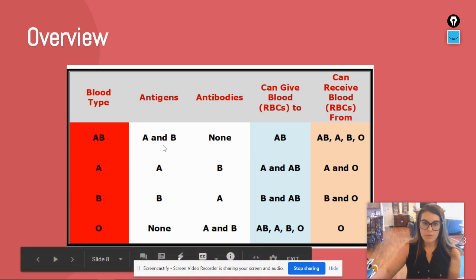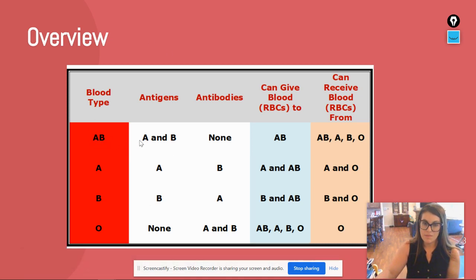Okay, so let's do a recap. Okay, so if you're type AB blood, you're called AB because you have A and B antigens. You make the opposite antibodies for what antigens you have. Otherwise, you would die. So in this case, since they have A and B antigens, they can't have any antibodies because the A or the B antibodies would attach to them.